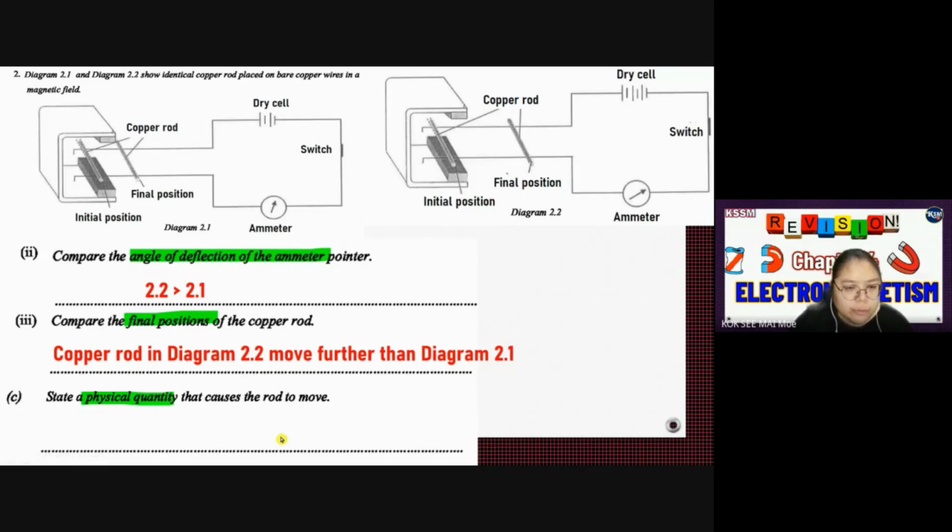Current, how can it make the rod move? Current only makes the charge move. Current cannot make the copper rod move. So the answer must be force. Force makes it move. That's why you use Fleming's left hand rule. We have a magnet, then we have current flowing through the rod, then finally they produce the force. So this one should be the answer.